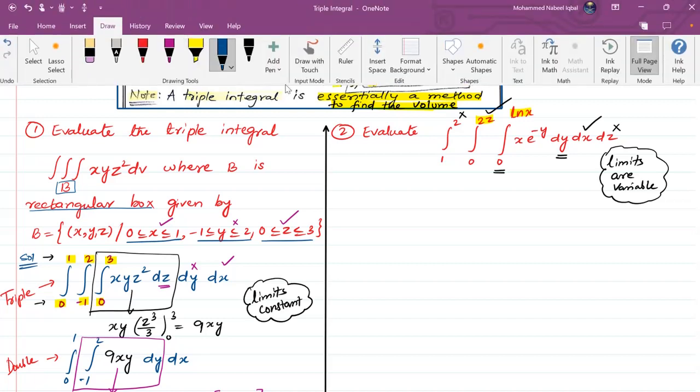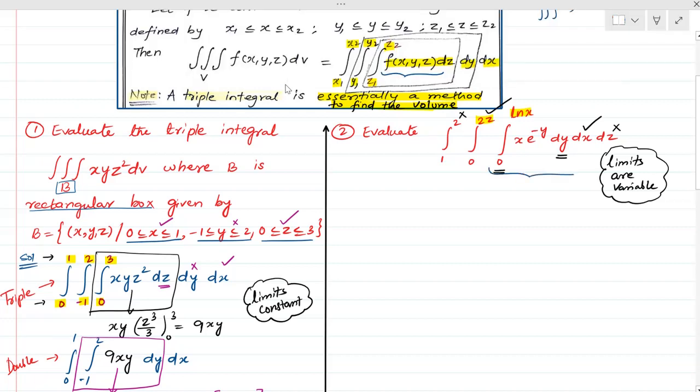I evaluate the innermost integral first. With respect to y, x is a constant: e to the power minus y over minus 1. The limit is 0 to ln x. I am taking this minus outside, so you will get minus x. Apply the limit: you will get e to the power minus ln x minus e to the power 0, which is 1.